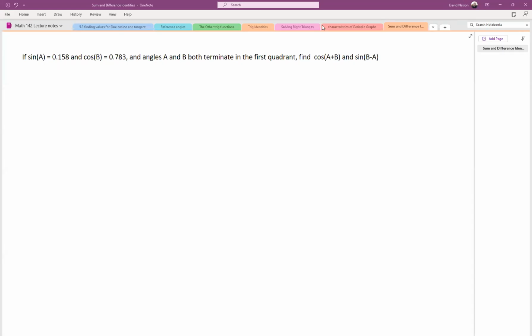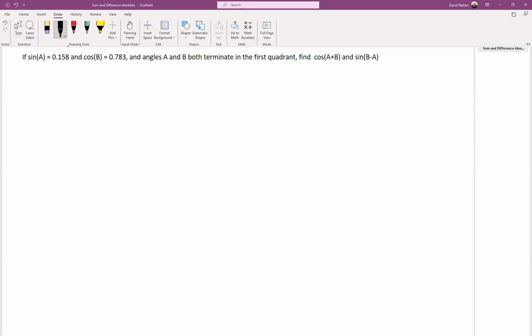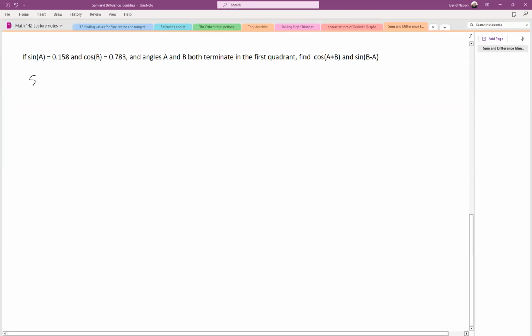Okay, here's a fun problem playing around with the sum and difference identities. We have that the sine of A is equal to 0.158 and the cosine of B is 0.783. We also are given that angles A and B both terminate in the first quadrant. We're asked to find the cosine of A plus B and the sine of B minus A. So we're going to work with the sum and difference identities.